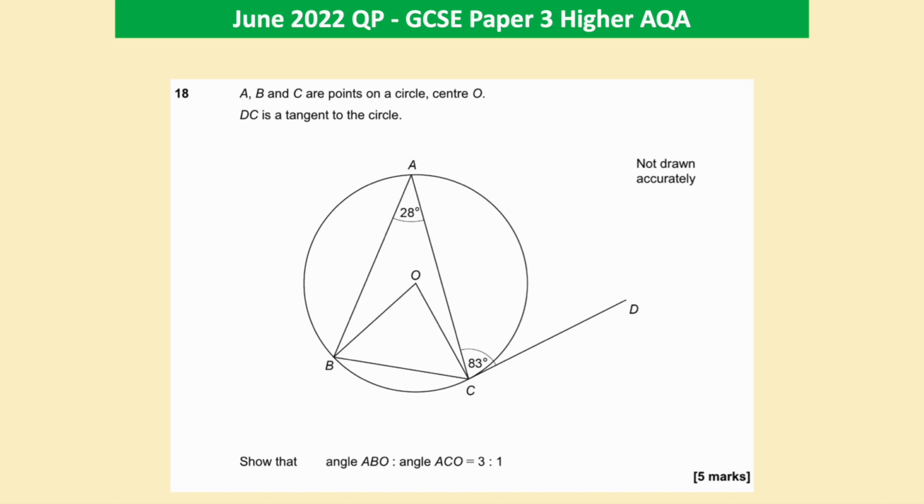Firstly, we're given the angle BAC, which is 28 degrees, and because of the angle at the centre theorem, we know that the angle BOC will be double BAC, so BOC is 56 degrees.